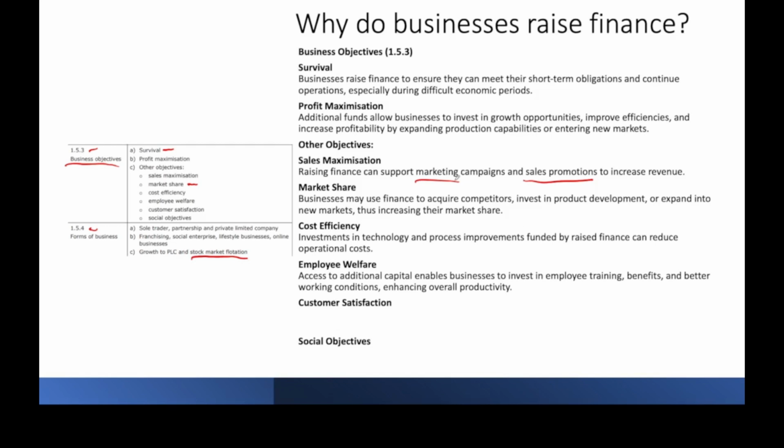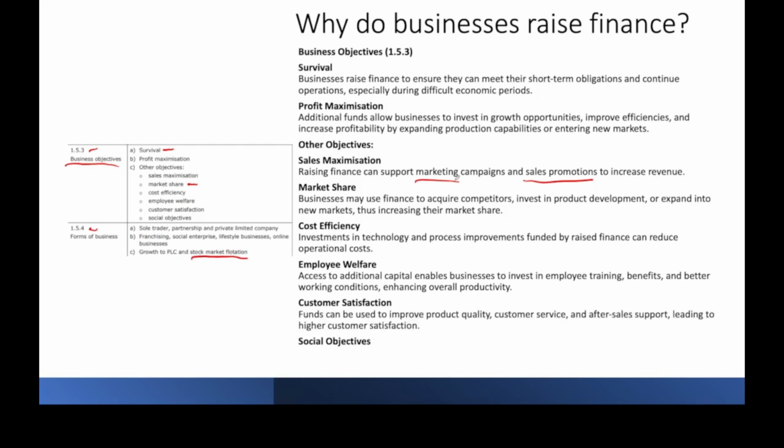Employee welfare, well, that might cost money. So one of my benefits of work is I get discount in certain stores, I get healthcare, so those sorts of things all cost my employer money, and hopefully I'm a happier, healthier teacher because of it.